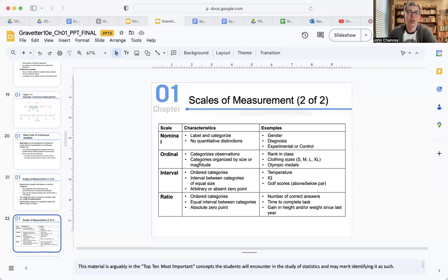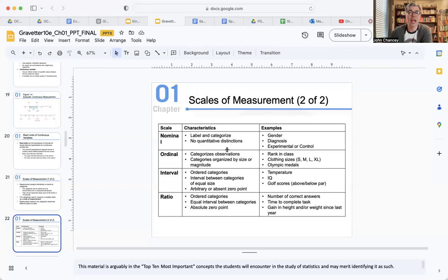We have nominal, ordinal, interval, and ratio scales of measurement. Nominal is more like name. It's a measurement in terms of name. It's a label or a category. There's really no quantitative distinctions whatsoever. Some examples might be one's gender, or a diagnosis, either you have the disease or not. Let's say you test positive for COVID or you don't, for example. Experimental or control if you're in a research study.